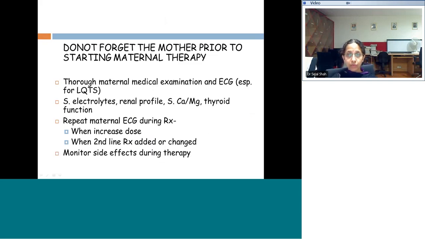Do not forget the mother prior to starting maternal treatment, because whatever medications we are going to give to the mother are going to be at a significantly higher dose. A thorough medical examination with ECG, electrolytes, renal profile, calcium, magnesium, and thyroid for the mother is done at baseline. After that, a repeat maternal ECG is done whenever a dose increase is considered or a second line treatment is added to the mother.